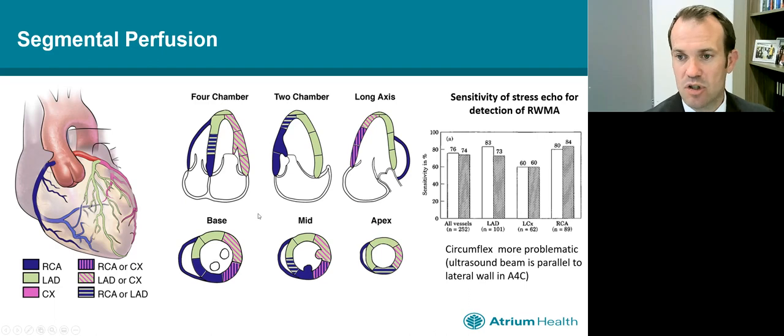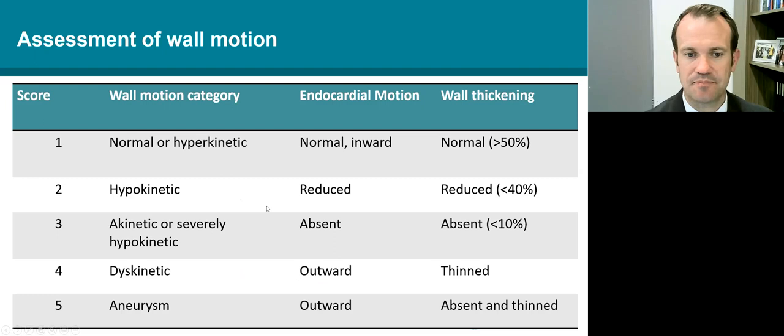I think it's important to know that the sensitivity of stress echo actually suffers a little bit, like ECG, in left circumflex distribution territories, because again, that ultrasound beam generally does not identify the lateral wall as well as the other walls. So just to be conscious of that. We do score the walls at rest and with stress.